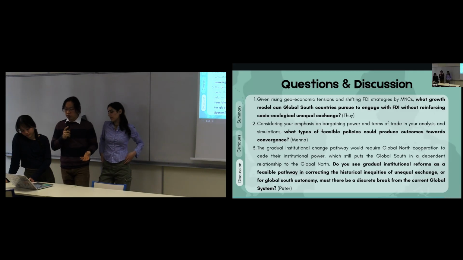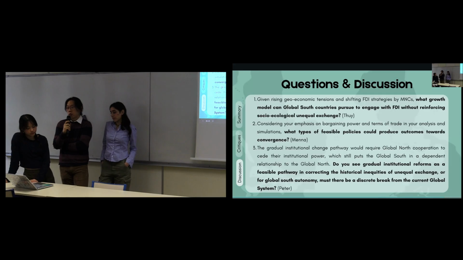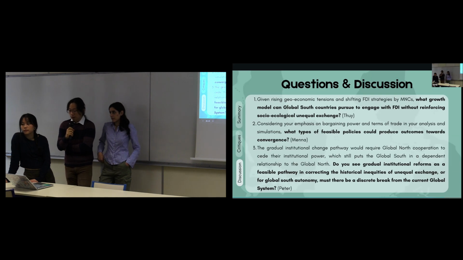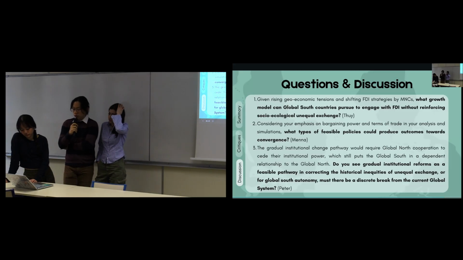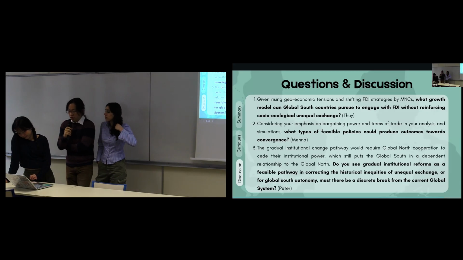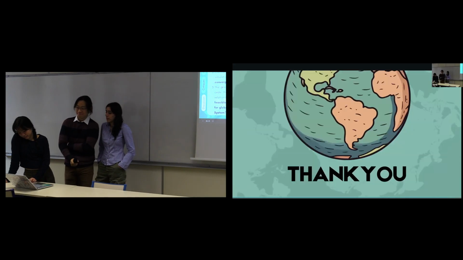And so the gradual change pathway would require cooperation from the North to cede some of their own institutional power, which would in theory be against their own interest. And it still puts the South in somewhat of a dependent relationship on the leniency of the global North. So do you believe that gradual institutional reform is a feasible pathway in correcting these historical inequalities of unequal exchange, or for global South autonomy, must there be more discrete breaks from the current global system? Thank you.